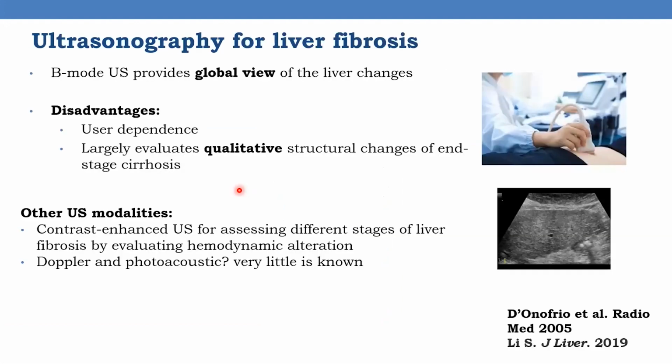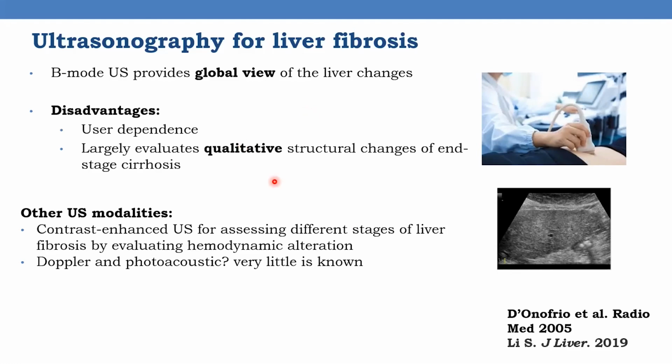So, although elastography is successful, especially in assessment of the stiffness of the liver related to liver fibrosis, we believe that ultrasound is the modality of choice. Ultrasound provides a number of advantages, as we mentioned earlier, but most importantly, it provides a global view of the liver changes. However, again, it is limited by being user-dependent and largely evaluates qualitative structural changes, especially of end-stage cirrhosis.